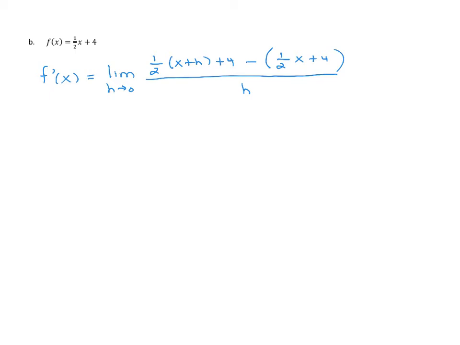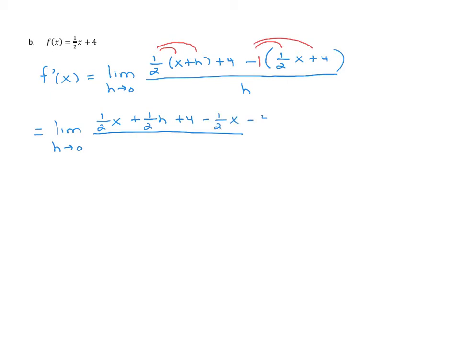So in terms of simplifying this, I'll distribute the 1/2 into the parentheses. Technically, there's a -1 in front of there, so I'll distribute that. I have that this is the limit as h goes to 0 of, okay, in my numerator, I get 1/2 x plus 1/2 h plus 4. And then I get -1/2 x minus 4, all divided by h. At this point, hopefully some stuff cancels, and it does. A 1/2 x goes away, as well as a positive and -4.